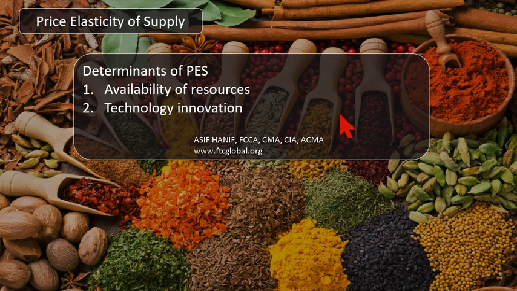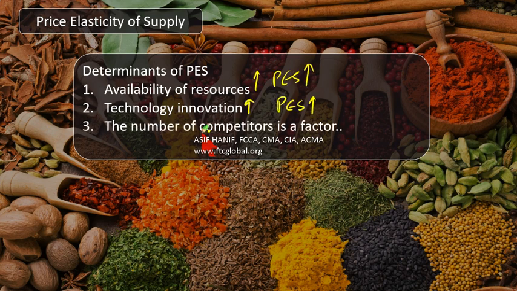Next, technology innovation. If there is a technological breakthrough, we can produce more units. So if there is more availability of technology or efficient technology, it would result in higher price elasticity. Right? So price elasticity of supply would be higher. If there are more resources available, price elasticity of supply would be higher. And conversely, if there are fewer resources or technological degradation, which is very unlikely, in that case, price elasticity of supply would be lower. Then, third, the number of competitors is a factor.